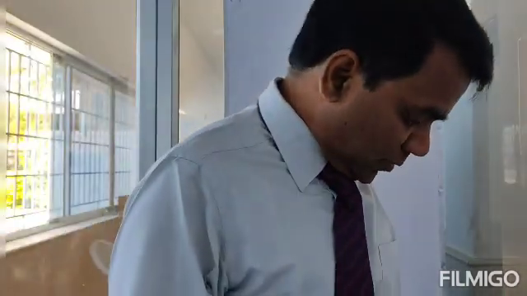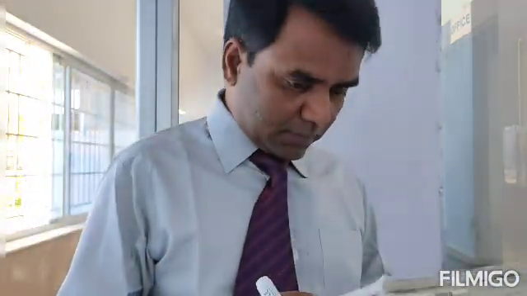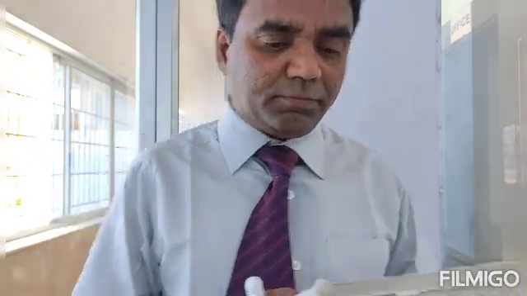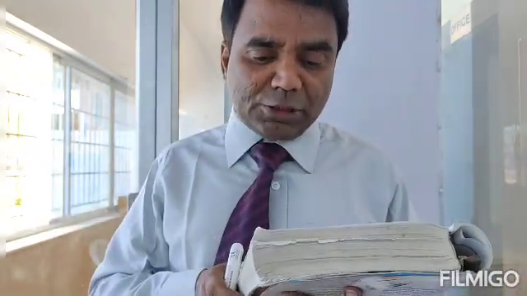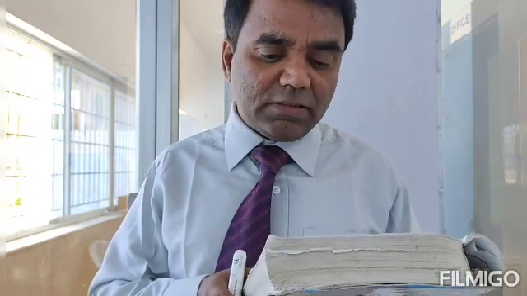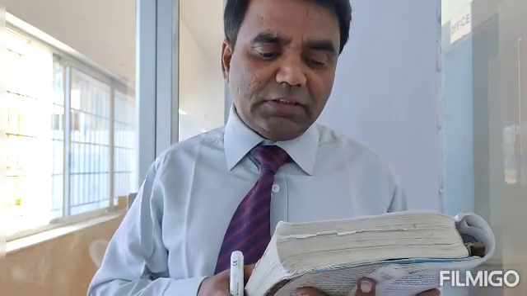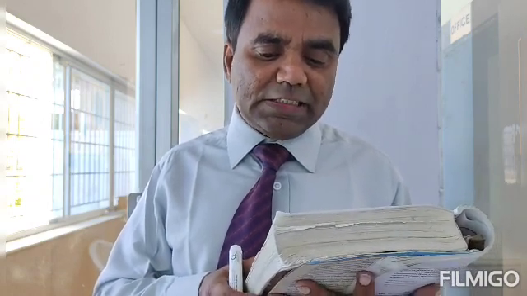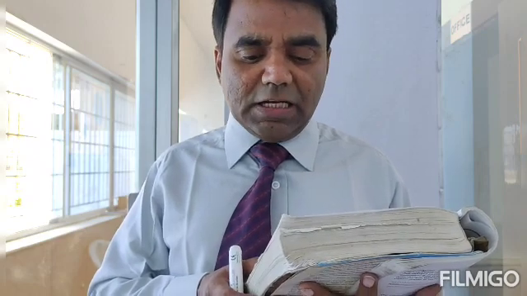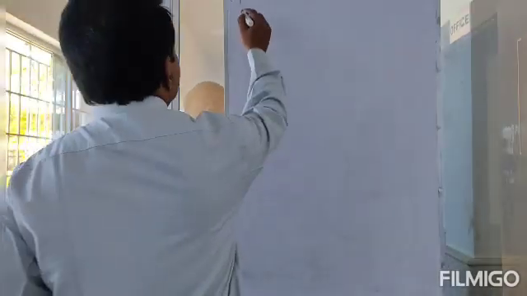Now let's do problem 1.20. A point charge causes an electric flux of minus 1 into 10 power 3 Newton meter square per coulomb to pass through a spherical Gaussian surface of 10 centimeter radius centered on the charge. If the radius of the Gaussian surface were doubled, how much flux would pass through the surface?